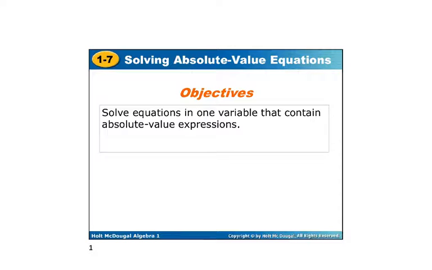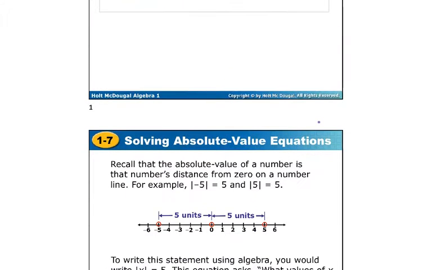So here we are with the 1-7, these are the day 1 notes, where we are taking a look at solving equations in one variable that contain absolute value expressions. So those vertical lines next to something. Here's our definition.